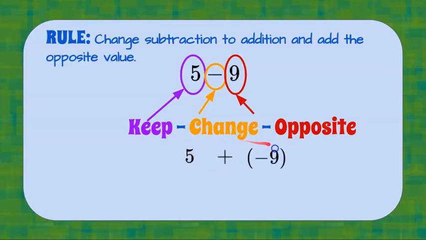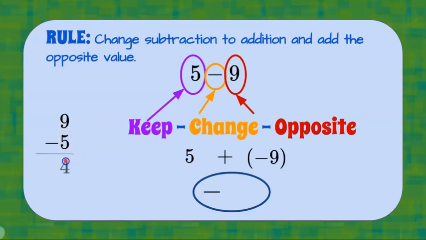Now I have 2 different signs, so I need to decide what my sign's going to be. So I take the absolute values. 9 is the largest absolute value, so this sign is the answer's sign. So we're going to make our plan, it's going to be negative. So now we're going to take our largest absolute value, 9, and we're going to subtract our smaller absolute value, 5. 9 subtract 5 is 4. So my answer is -4.